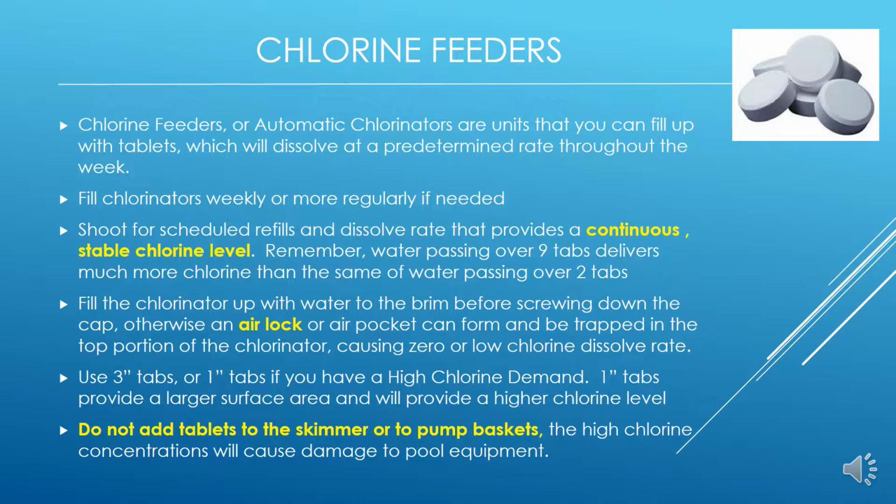Fill the chlorinator up with water to the brim before screwing down the cap. Otherwise, an airlock or air pocket can form and be trapped inside the top portion of the chlorinator. That will cause 0 or low chlorine levels. Use 3-inch tabs or even 1-inch tabs if you have a high chlorine demand. 1-inch tabs provide a larger surface area and will provide a higher chlorine level.